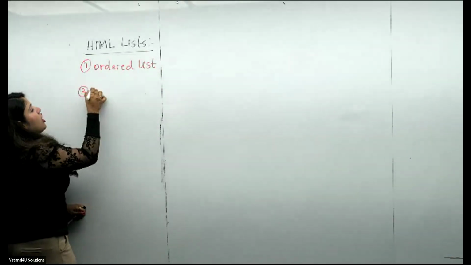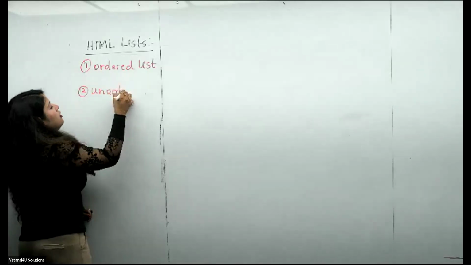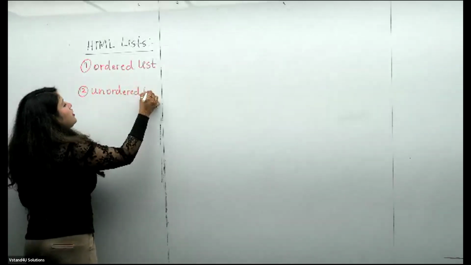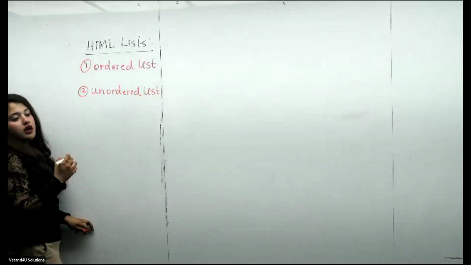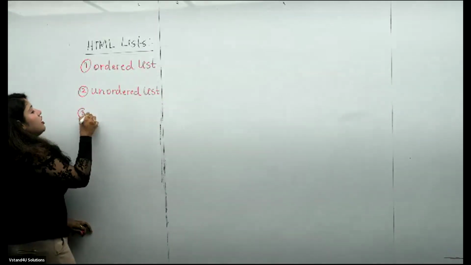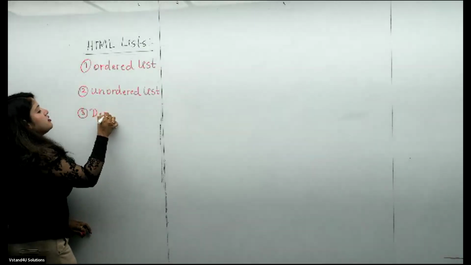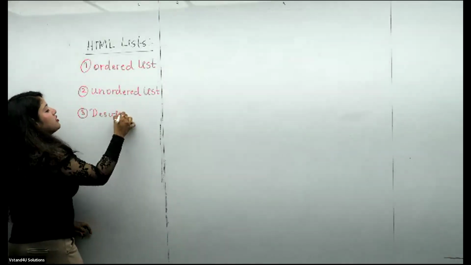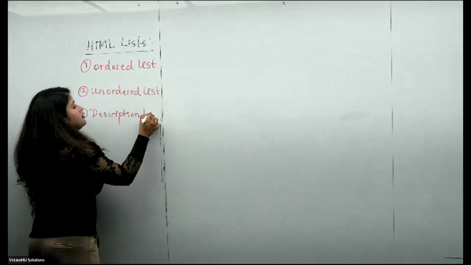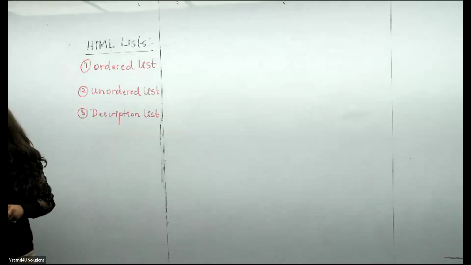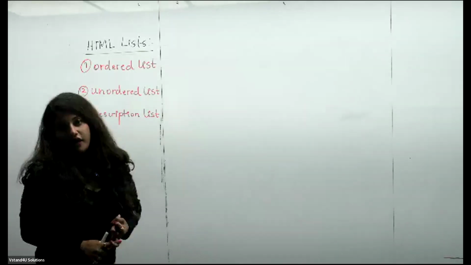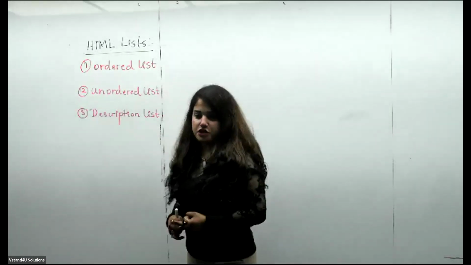The second one is called unordered list. What is the second one called? The second one is called unordered list. And the third one is called description list. What are the three types of lists in HTML? One is ordered list, unordered list, and description list.